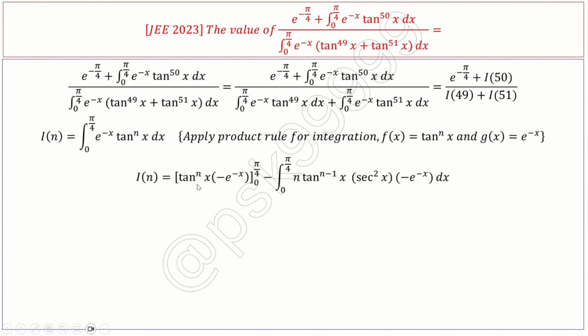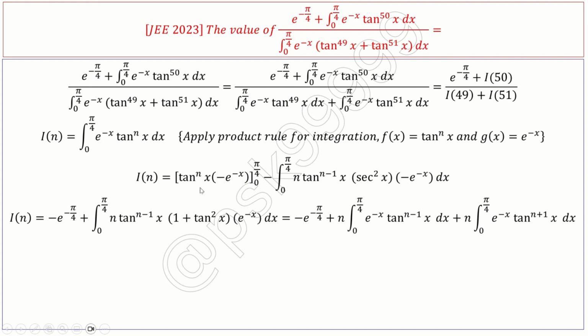So if I apply it, I'll get tan to the power of nx into e to the power of minus x minus, because this is the integration of e to the power of minus x, with limits from 0 to pi by 4, minus integration from 0 to pi by 4 of n times tan to the power of n minus 1 x into secant square x, that's the differentiation of tan to the power of nx, into minus e to the power of minus x dx. This is the integration of e to the power of minus x, right? Now carefully check this. Secant square x, I can write as 1 plus tan square x, correct?